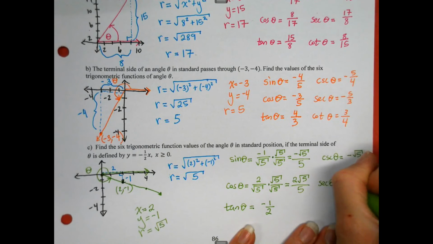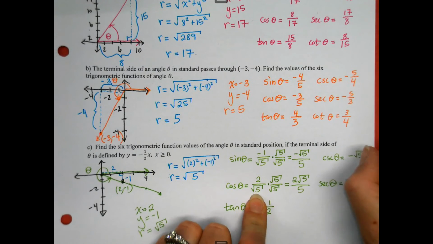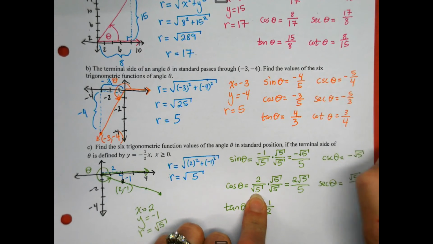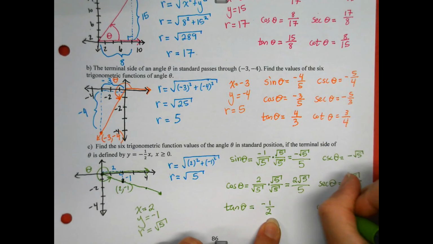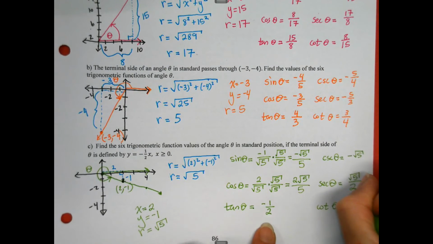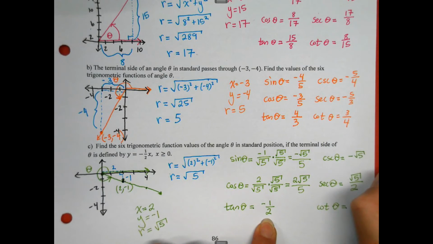For secant of theta, the reciprocal of this will be the square root of 5 over 2. And then the cotangent of theta leaves us with -2 over 1, or just -2.